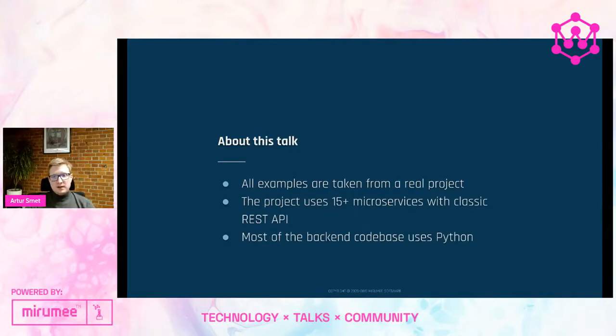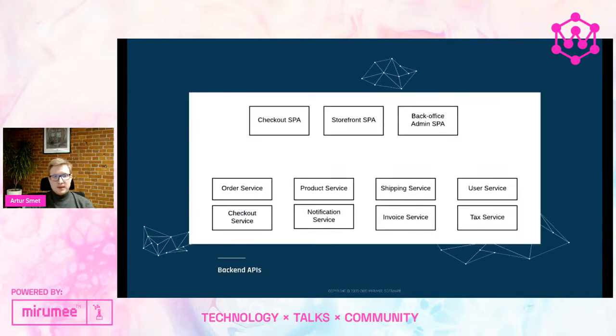all the examples are taken from a real-life scenario. The project used 15-plus microservices, which were using a classic REST API. Most of the backend's code base is written in Python, and we have both synchronous and asynchronous services in the stack. And as Ray mentioned, microservices are not always a good solution. However, in this project, we already had a few of those, and we dealt with quite a specific use case. So, about the application.